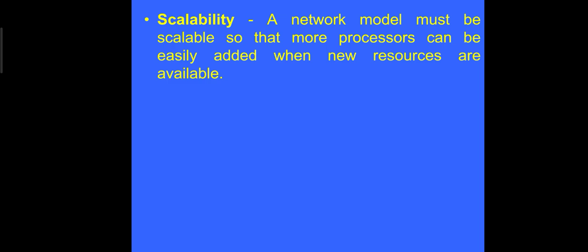And then the last one is scalability. A network model must be scalable in such a way that it can easily add processors and easily remove processors, without affecting the already available networks and resources, and the network should still be able to solve the given problem. That is scalability. Adding resources, adding or removing processors, the network should be able to cooperate under the available resources. That is the meaning of scalability.